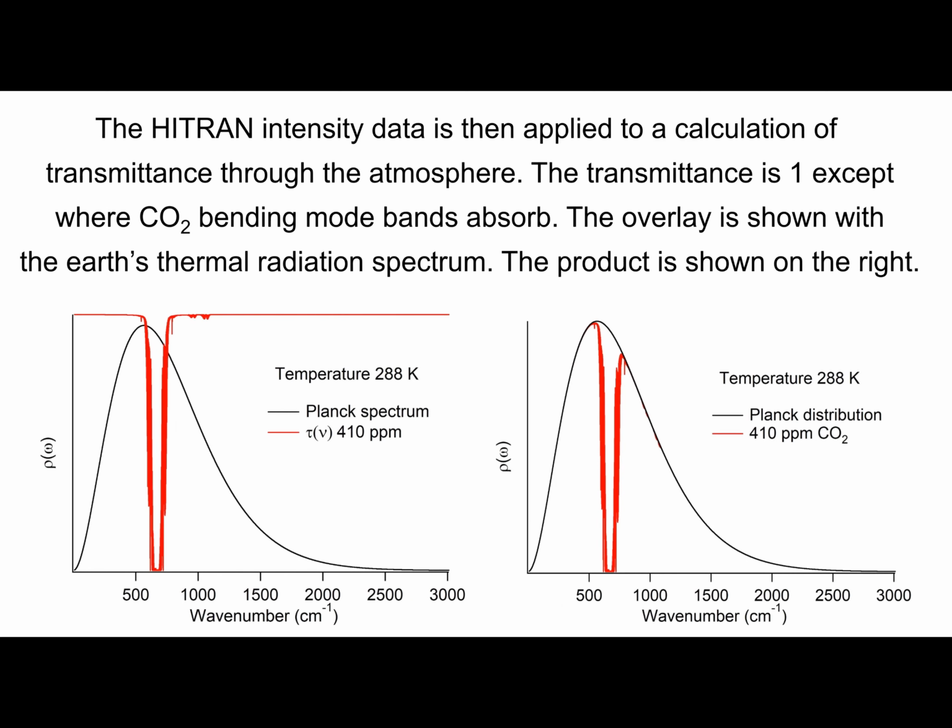The spectrum of CO2 is converted to transmittance and plotted in red on this figure. On the left, I compare the shape of the transmittance of CO2 and the Planck radiation curve. On the right, I show the transmittance combined with the Planck law radiation of the Earth.